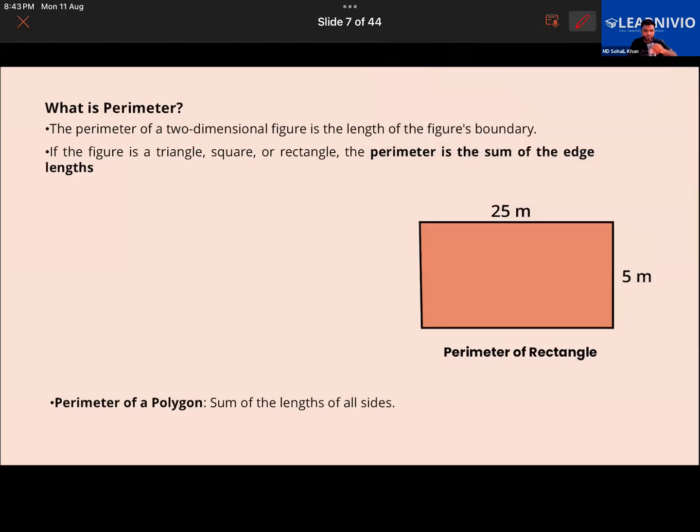Another topic is perimeter. Perimeter is the total length of the boundary of any given figure, any regular polygon or any irregular polygon. It has to be a 2D figure. If it's a rectangle whose length and breadth are given, its perimeter will be 2 into the sum of L plus B.